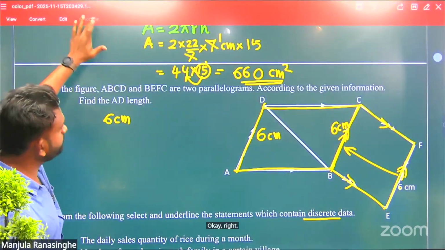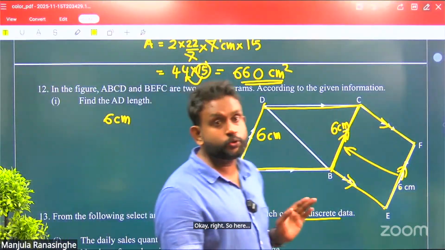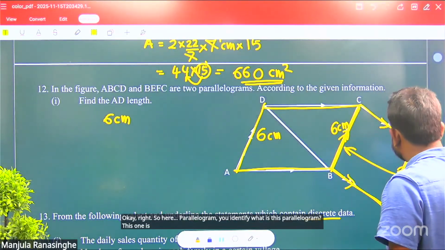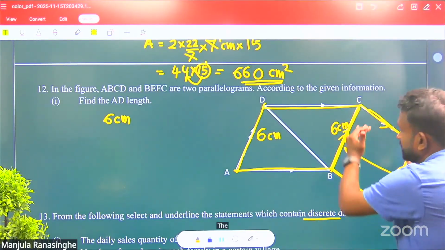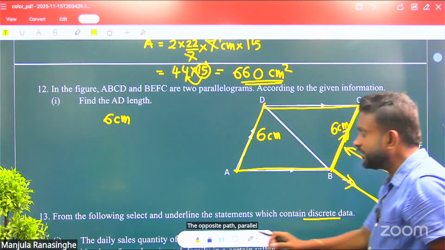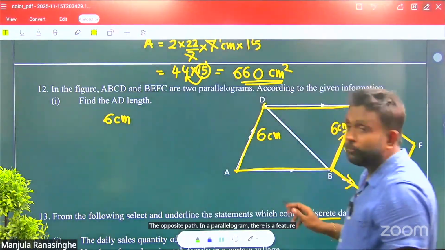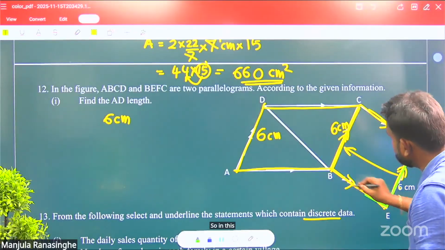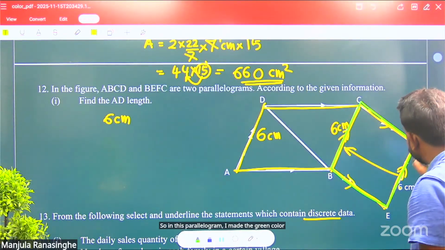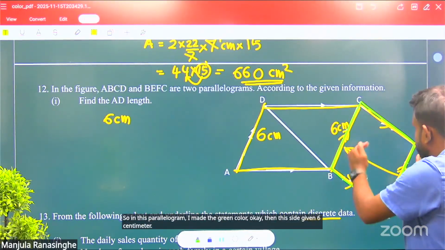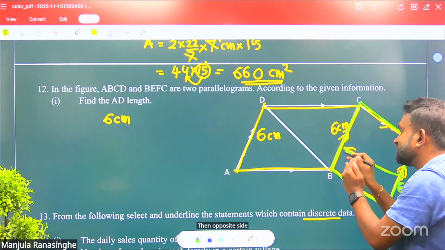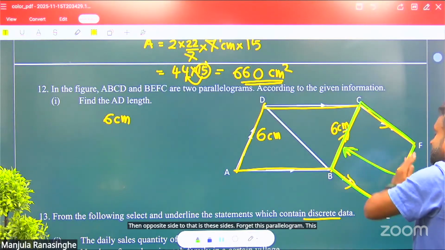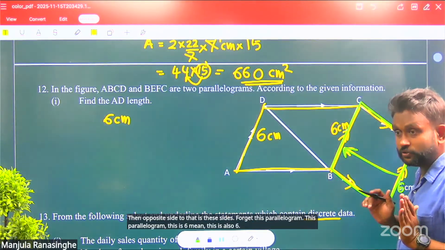So here, parallelogram, you identify. What is this parallelogram? This one is a parallelogram. How? The opposite pairs are parallel. In a parallelogram, there is a feature, right? Their opposite sides are equal in length. So in this parallelogram, I made the green color. Then this side is given as 6 centimeters. Then the opposite side to that is this side. Forget the other parallelogram. In this parallelogram, this is 6, so this is also 6. You got this value 6.